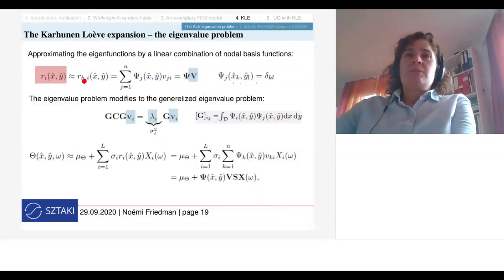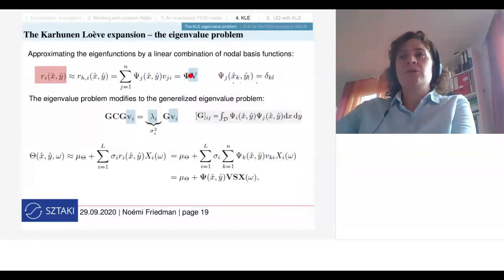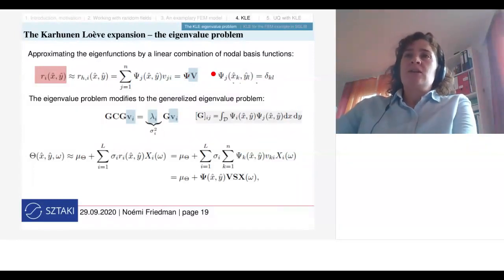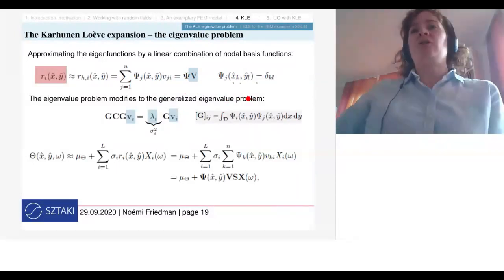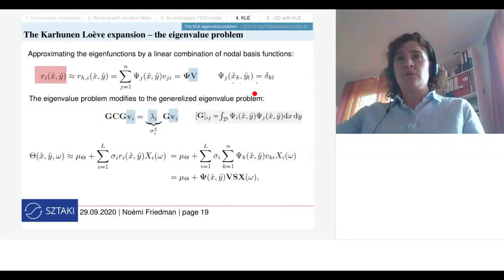If I can write my eigenfunctions as linear combinations of these nodal bases times some coefficient, then I only need to find this coefficient. Now I can write the same thing in a matrix form, where I put these psi basis functions in a horizontal vector. And this is a matrix whose columns correspond to the nodal values of the eigenfunction. And I have as many columns as many eigenfunctions I want to involve in the problem.